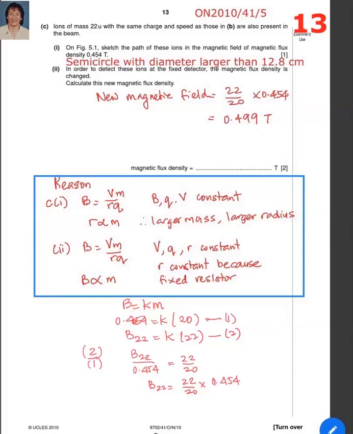Then I can set up two equations. 0.454 equals k times 20 atomic mass units. Then when the mass of the ions is changed to 22 u, B22 equals k times 22, the second equation. I take the second equation divided by the first equation. I get B22 divided by 0.454 equals 22 over 20. Then I can get the answer here, same as the working here.